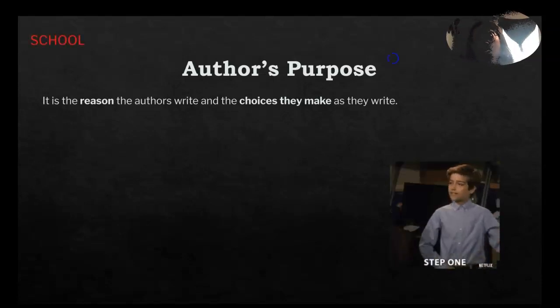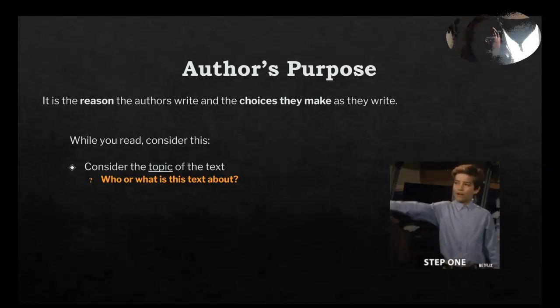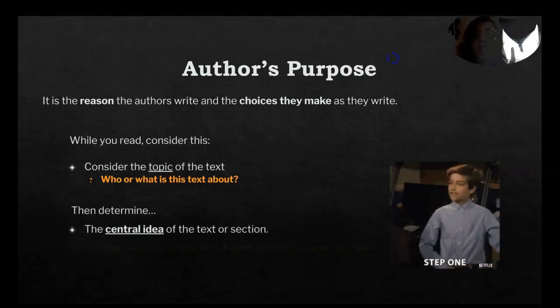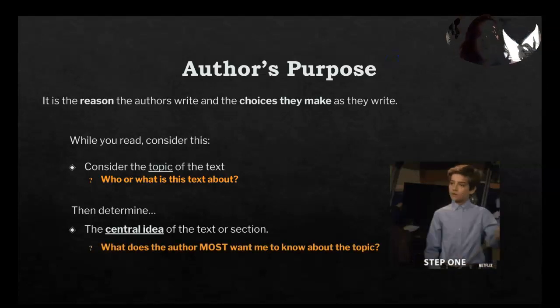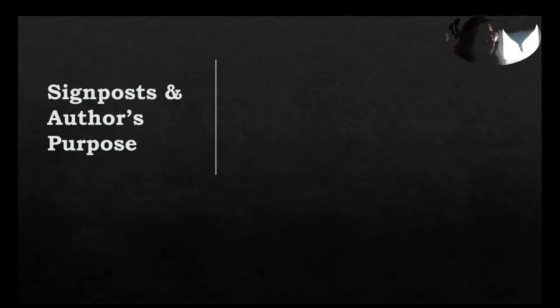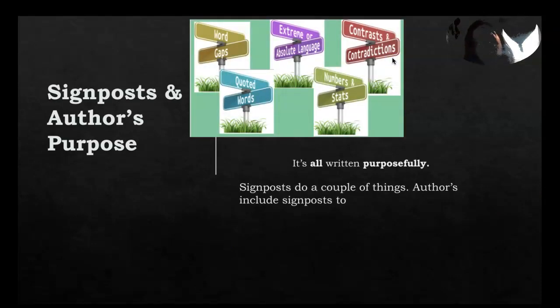So we want to look at our first steps, which is when we're reading to consider the topic of the text. Who or what is this text about? Then we want to determine the central idea of the text or section. What does the author most want me to know about this topic? Then we want to consider our signposts, right? Word gaps, extreme language, contrast and contradictions, quoted words, numbers, and stats.